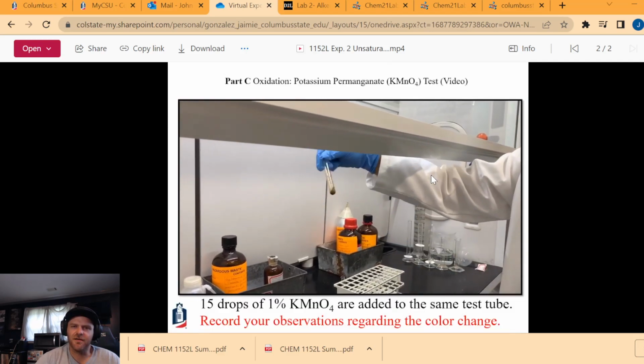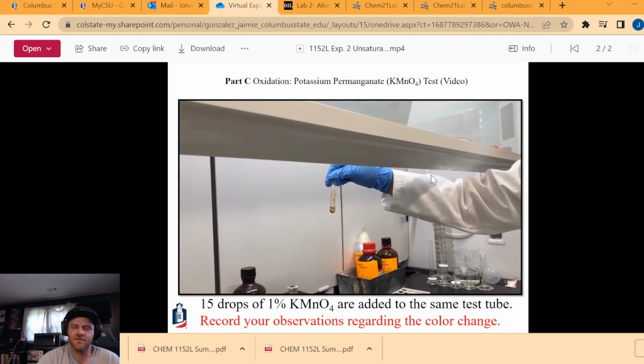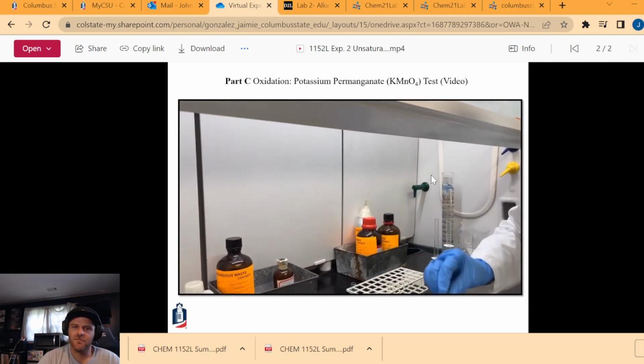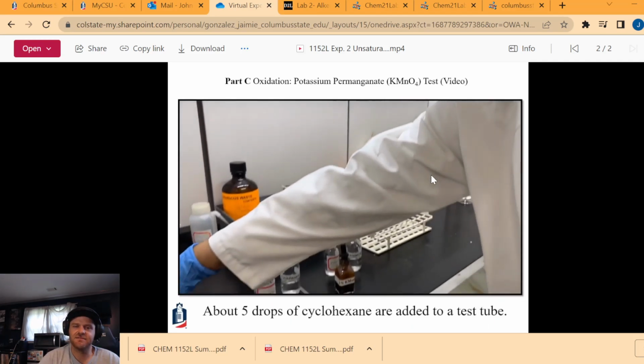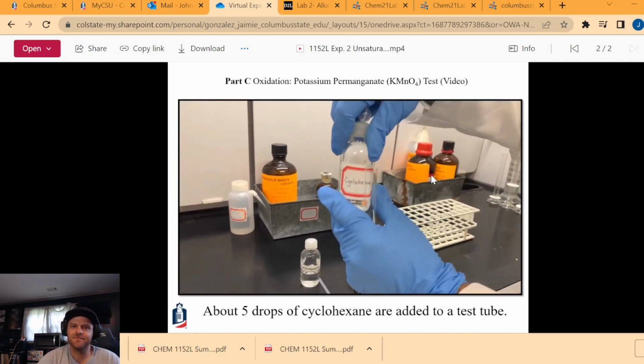It'll focus up. Okay, so that is not purple, that is brown. All right, so a reaction did occur there. It must have been a hexene. All right, so now they're doing cyclohexane.